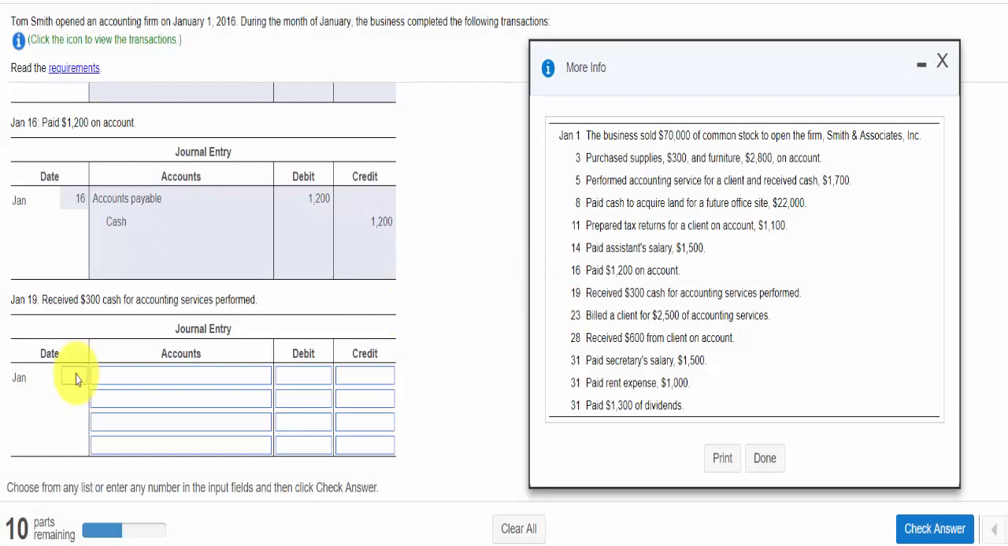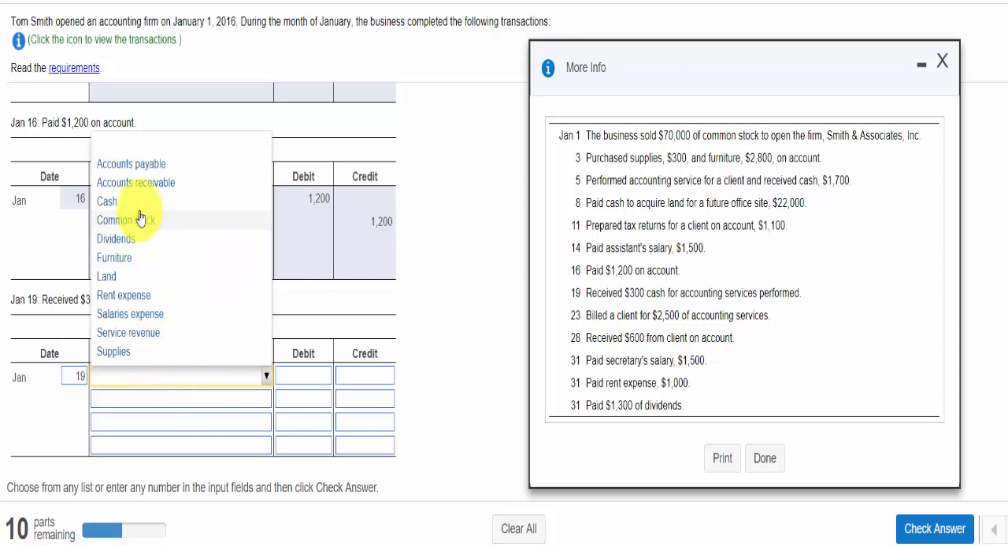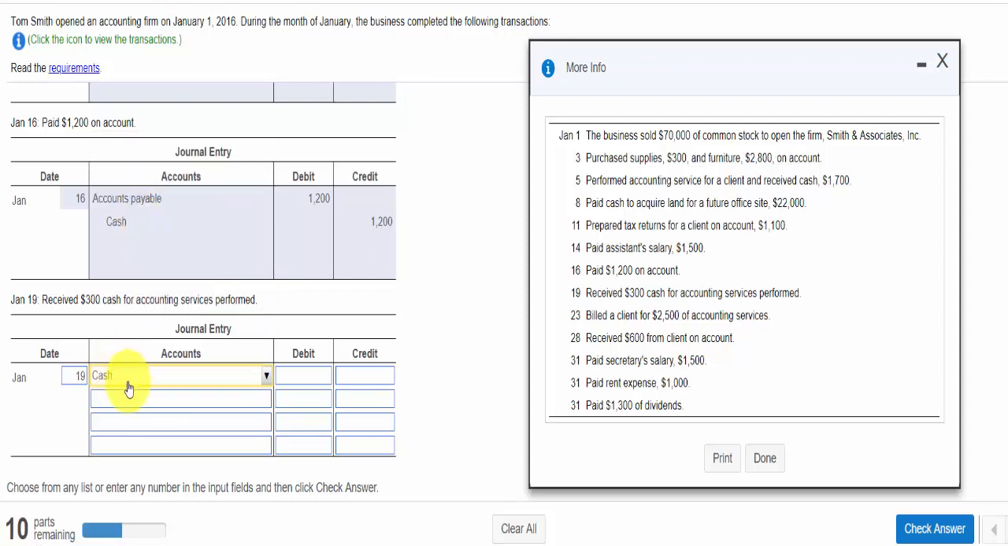January 19, receive cash on accounting service performed. It means cash will increase 300 rupees, and service is performed, it means it generated revenue for the business. An increase in revenue is always credited. Increase in asset, cash is our asset, is always debited.